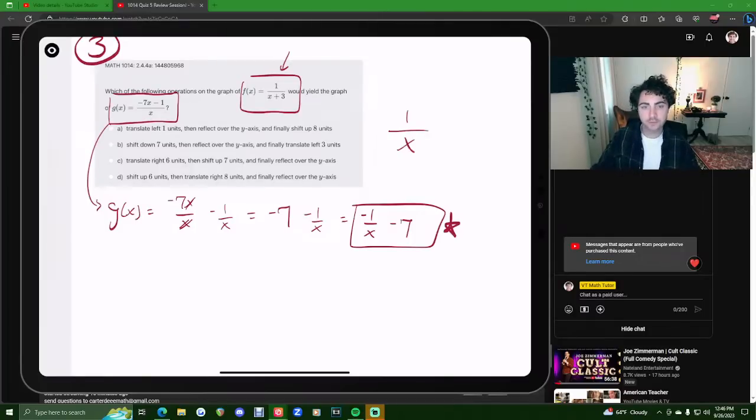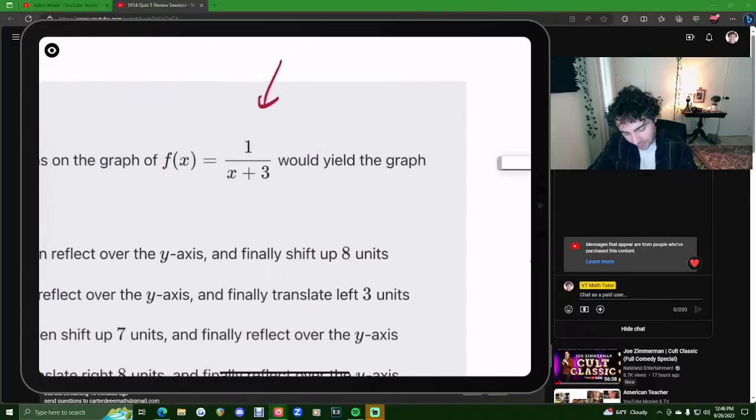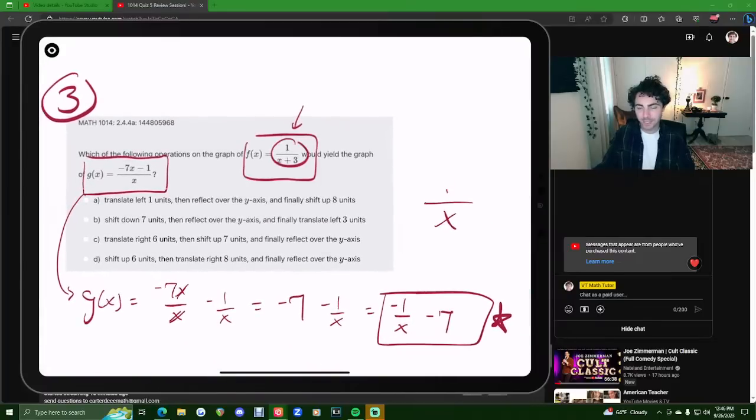is just look for the vertical shift. The vertical shift will usually tell you the answer. Notice how the original function didn't have any like +5 or -5 or anything on the outside of the 1 over x piece, right?